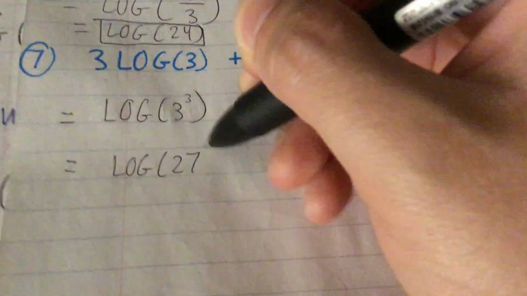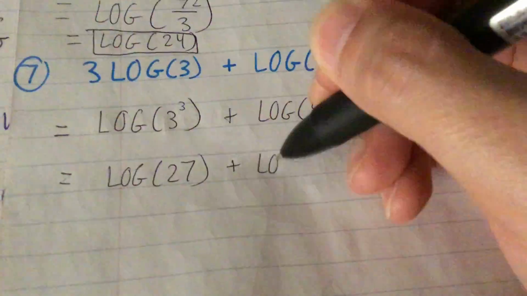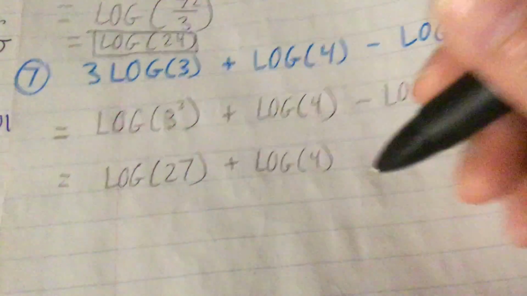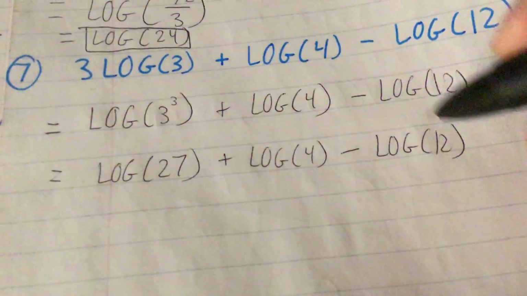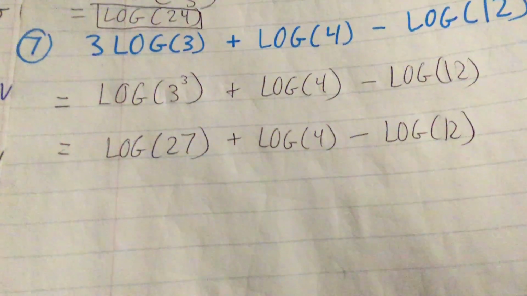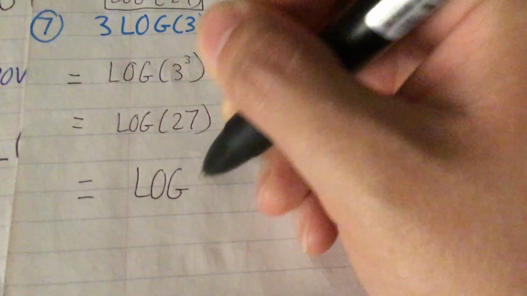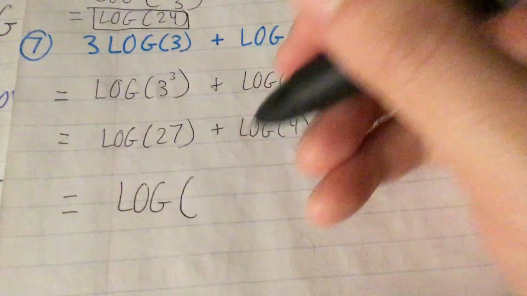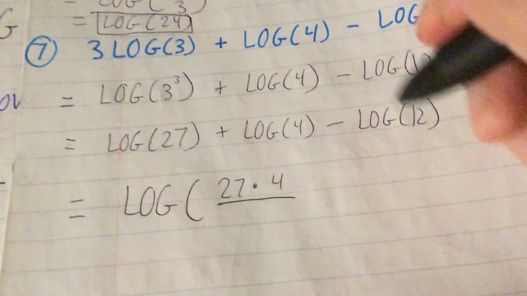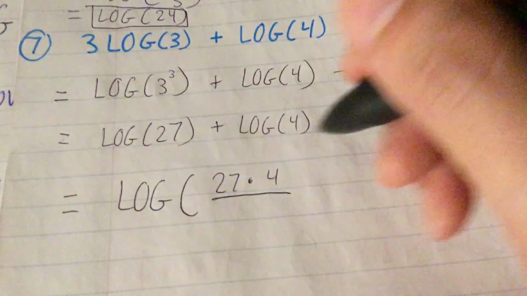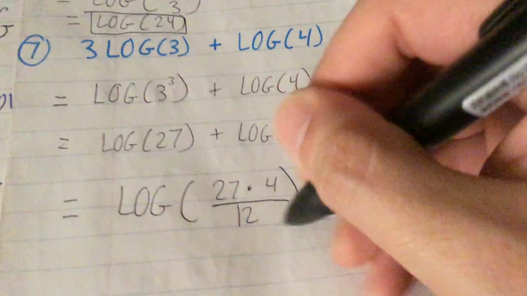Now I'm going to simplify 3 to the third. That would be 27. Log of 27 plus log of 4 minus log of 12. Okay. Positives on top, negatives on the bottom. Let's do this. So that becomes log of positives on top. That's 27 times 4. And negative 12, the negative is the 12, so that goes on the bottom.